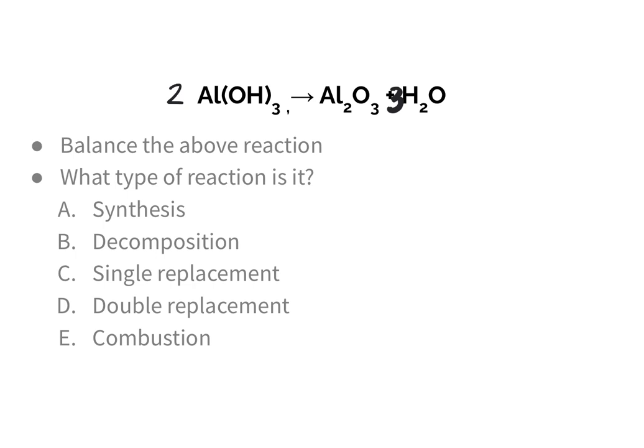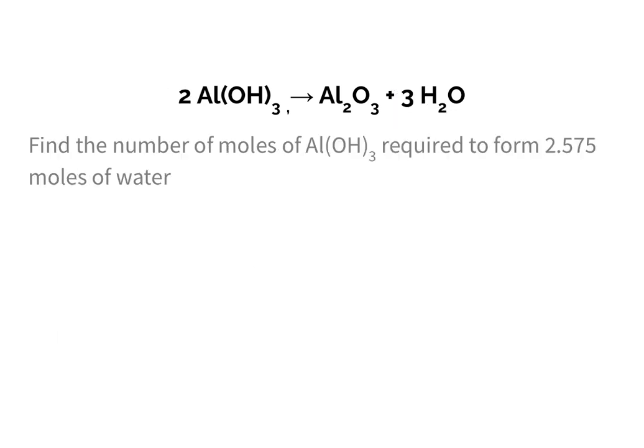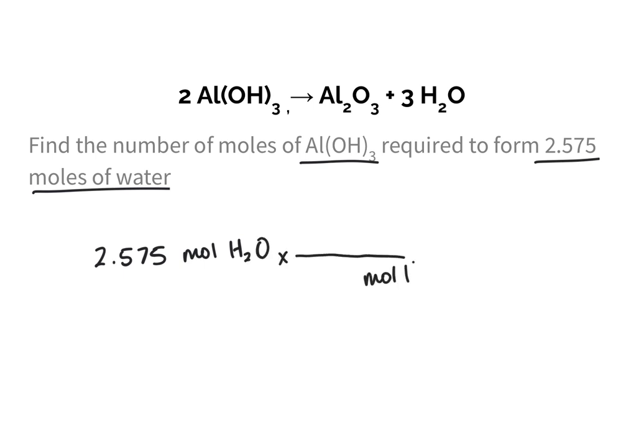And if we look here, we have 1 reactant breaking down into 2 separate products. This is a decomposition reaction. So looking forward, if we wanted to find the number of moles of Al(OH)3 required to form 2.575 moles of water, we're starting with that 2.575 moles of H2O, and I'm converting moles of H2O into moles of Al(OH)3.